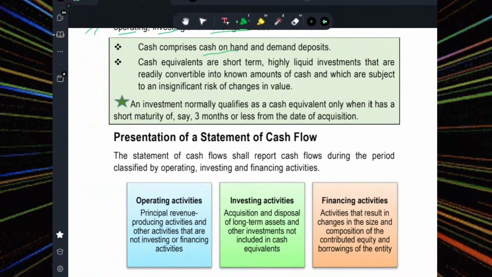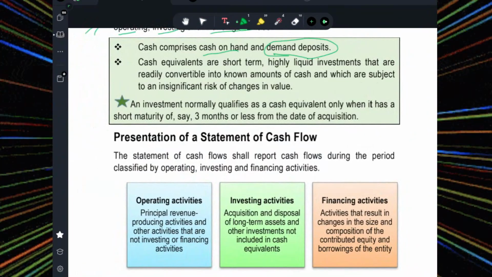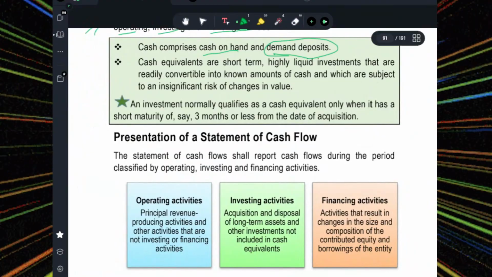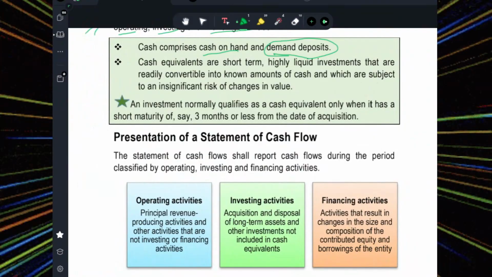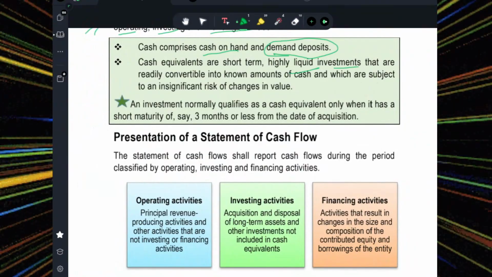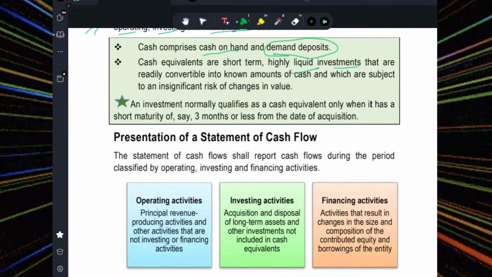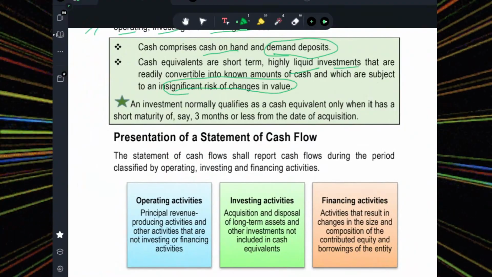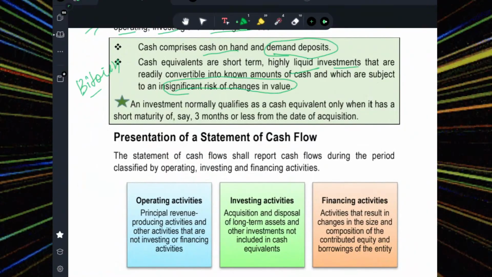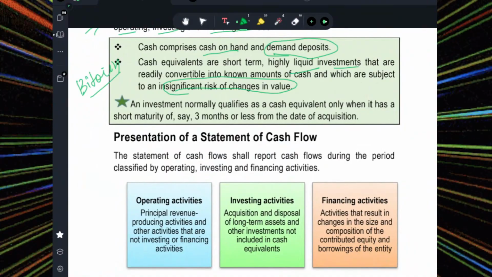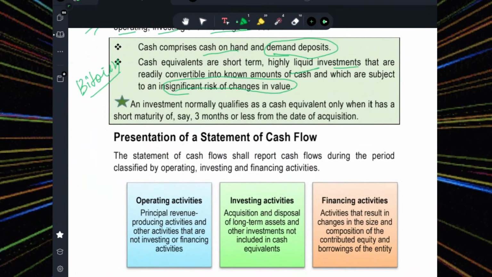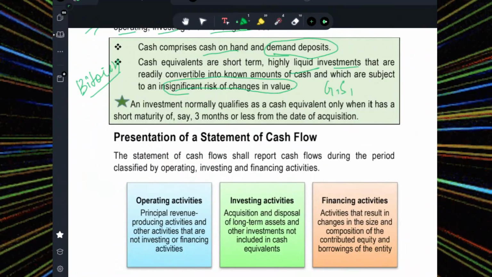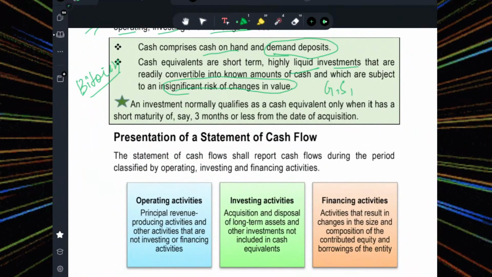The cash comprises cash in hand and demand deposits. These are the two things that are in cash; there are no other things under it. Cash equivalents are short-term, highly liquid investments that are readily convertible into known amounts of cash and subject to insignificant risk of change in value. Can Bitcoin be considered a cash equivalent? No, because there is a significant change in value. So you can't say it is a cash equivalent. But gold and silver are readily convertible to cash in a short period of time.